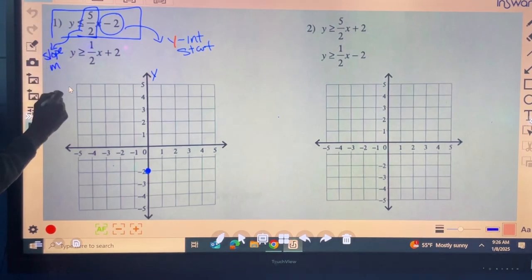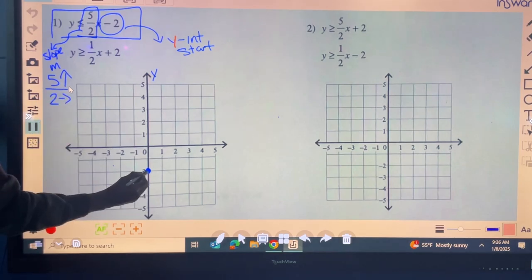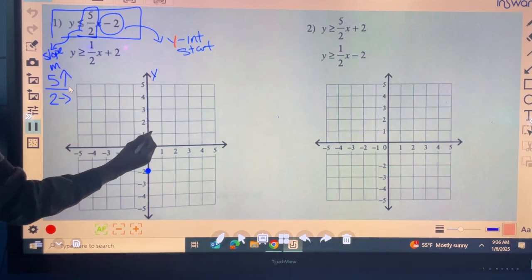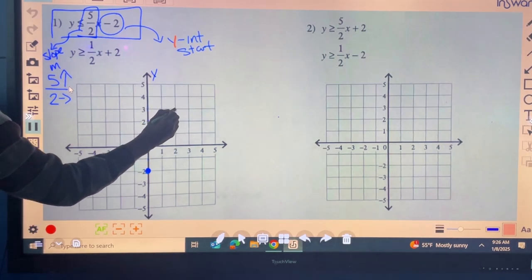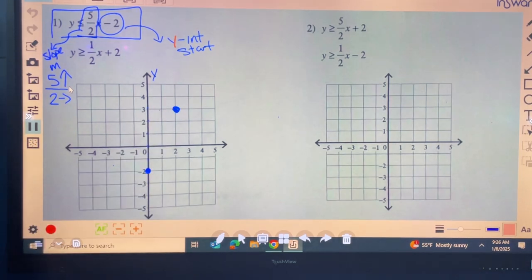And the slope tells us what? The top number tells us how much we're going. You're going to rise up. You're going up 5 and go right. Right how many? 2. So from this dot, I'm going up 5: 1, 2, 3, 4, 5. And over 2: 1, 2. Dot. Go ahead and connect them lines.